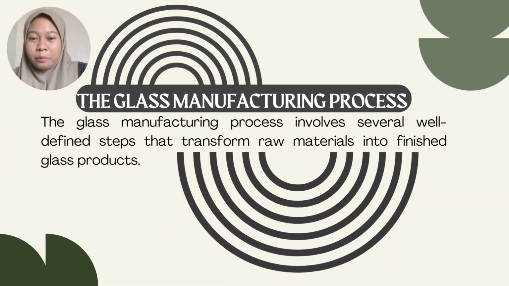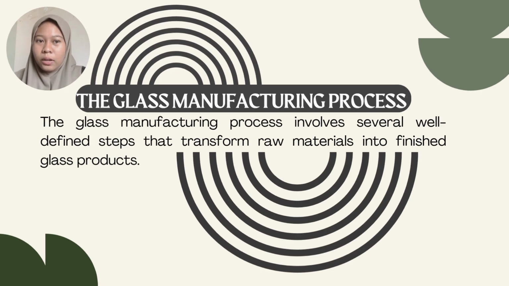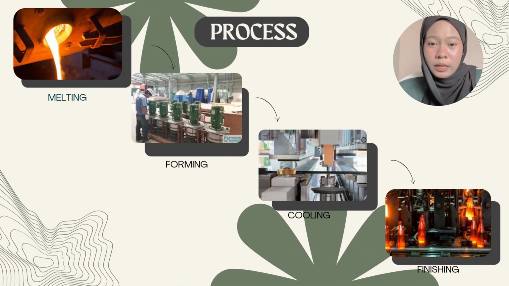Glass manufacturing process is a systematic process that involves several well-defined steps to transform raw materials into finished glass products. The main raw materials used are silica sand, soda ash, limestone and recycled glass, also known as cullet. Each stage of the process is carefully controlled to ensure the glass achieves the required strength, clarity and quality. We have 4 steps, which are melting, forming, cooling and finishing.